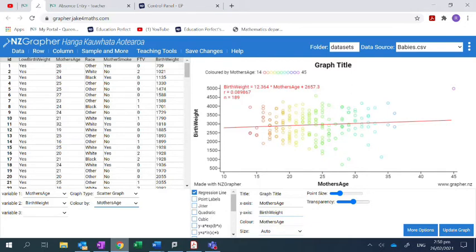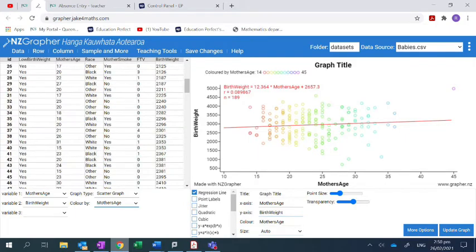Now again, remember we said that this is not very good data because there's not a strong relationship here, but you can see what's happening. What seems to be happening? The orange dots represent mothers around 15.